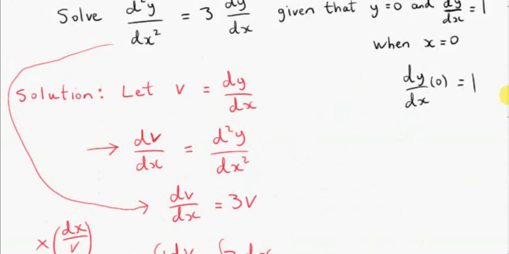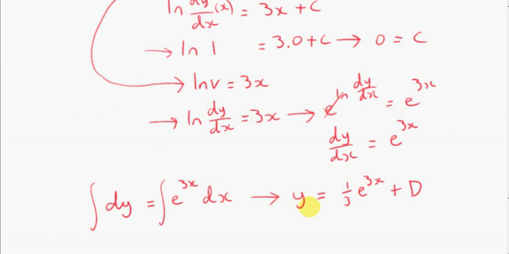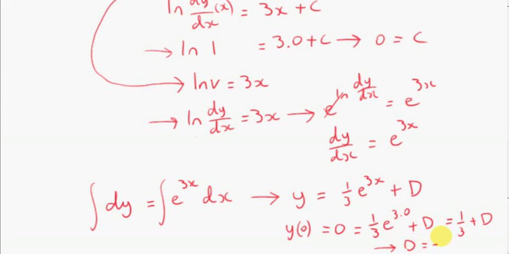So as a reminder, I'll go back up here and note the boundary condition. y is 0 when x is 0. We can summarize that by saying y at x equals 0 is 0. So if we go back down here, just to make it really clear, y at 0 is 0, that's what we're given, and we plug 0 in for x. So when x is 0, y is 0. 1/3 times e to the 0, well, that's 1/3 times 1, which is 1/3. So 0 is equal to 1/3 plus d. So this means that d is minus 1/3.